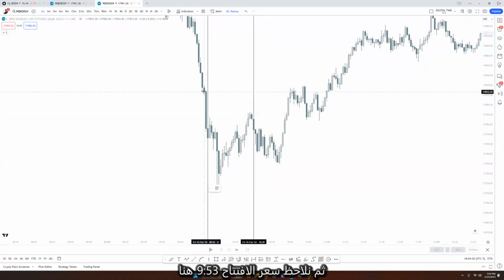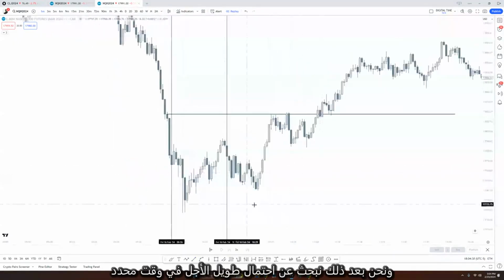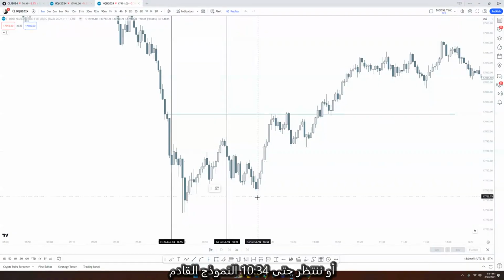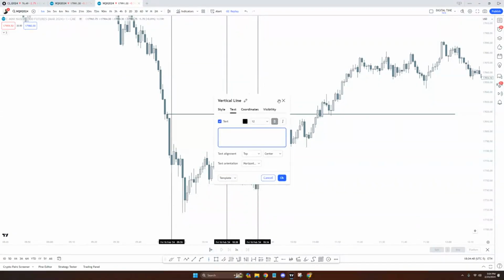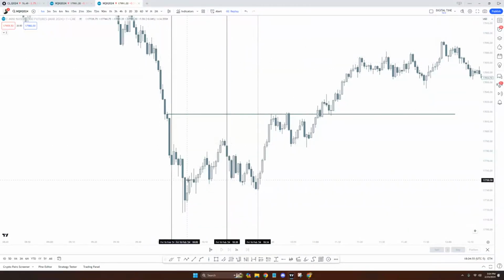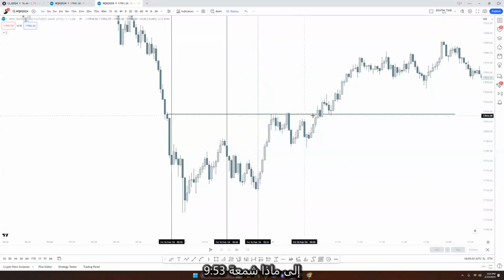We must then observe the 953 opening price up here, and we are then looking for a possible long at a specific time. Either we use the 1020 or we wait until 1034, the next time model. Why? Because we had such a large expansive move during Big Ben. And at 1034, what are we to expect? A push up, take out this engineered buy side to what? The 953 candle.